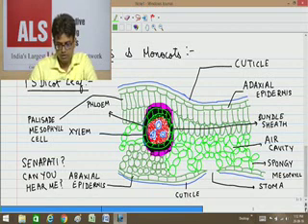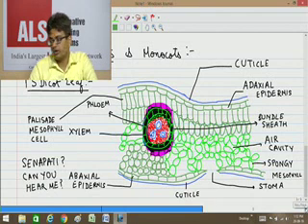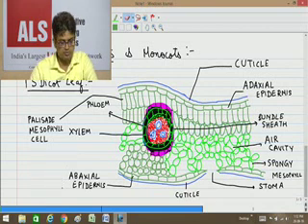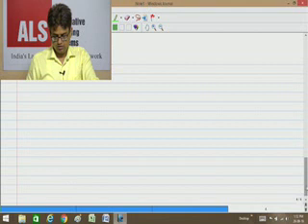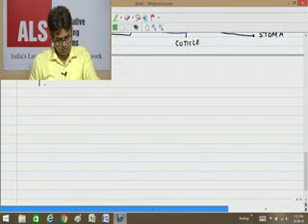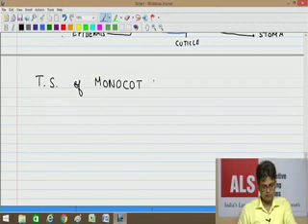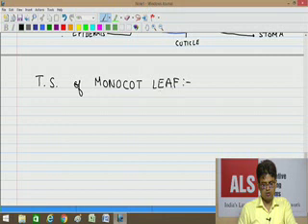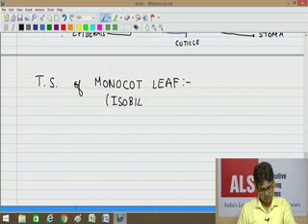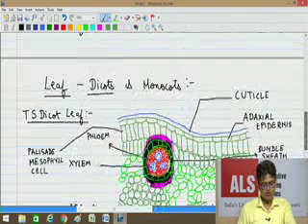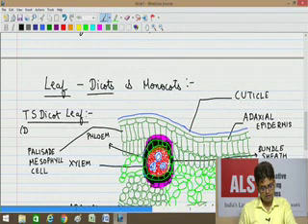All right. So now I will move on to the transverse section of dicot versus monocot leaf, and I will explain to you the differences. All right. So everybody can hear me now. Fine. So please put the heading transverse section of monocot leaf. Look, a monocot leaf is called isobilateral leaf. Whereas a dicot leaf is called dorsiventral leaf.